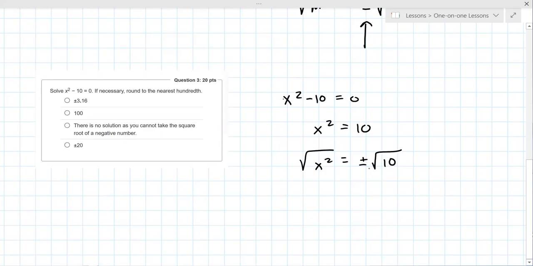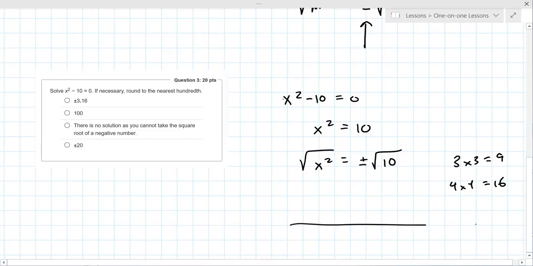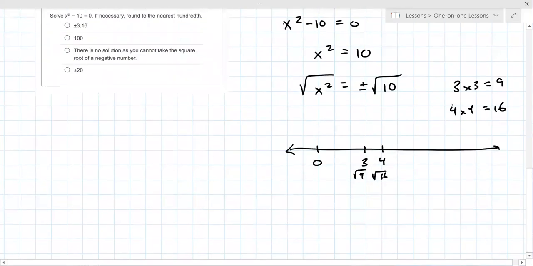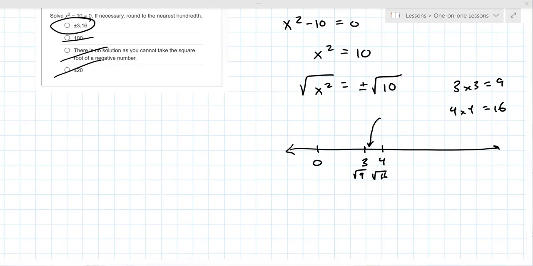Now, you're trying to find two numbers that multiply together to give you 10. So like 3 times 3 is 9. 4 times 4 is 16. On a number line here, this is kind of critical. Let's say this is 0, 1, 2, 3. There's 3. There's 4. Is the square root of 10 closer to 3 or 4? It's closer to 3. Do you see why? Because 9 is closer to 10. We know the square root of 9 is 3. So it's kind of right in there. So no, 4 is not possible, unreasonable. It has to be the one closer to 3. Oh, wow. So you don't even have to use a calculator, but you can.